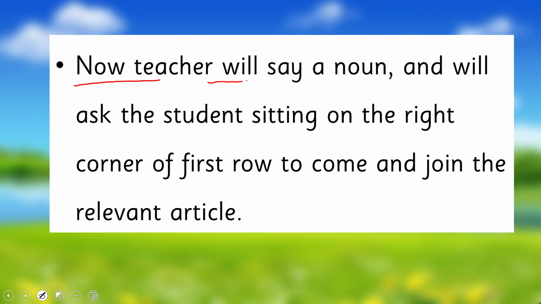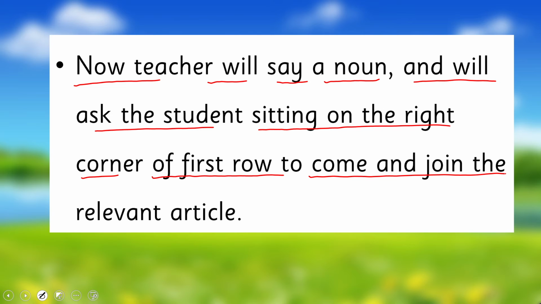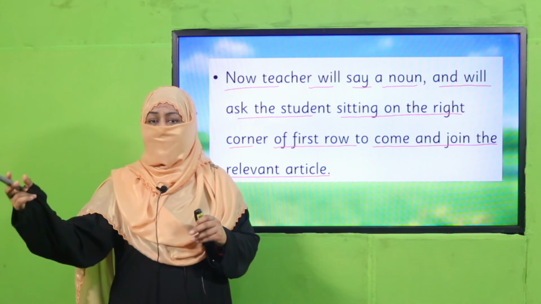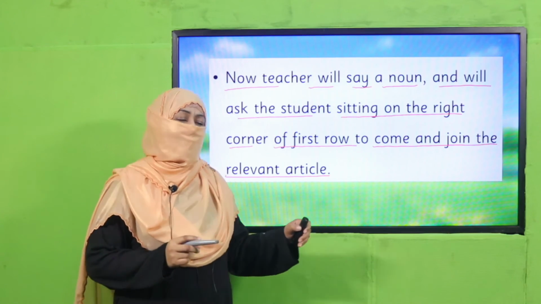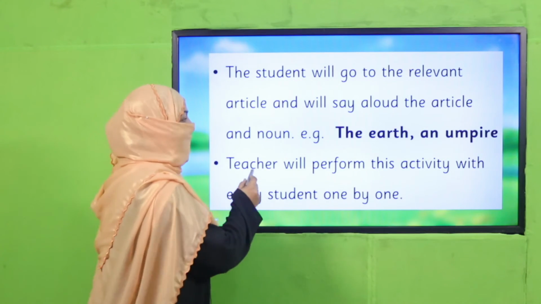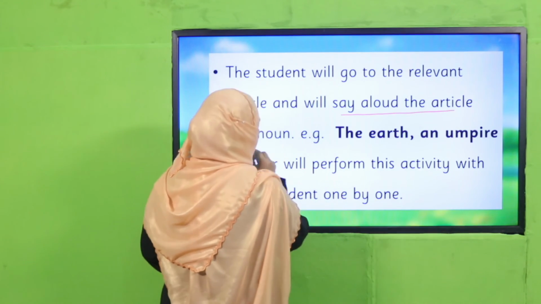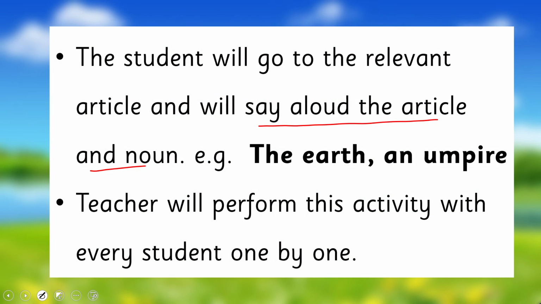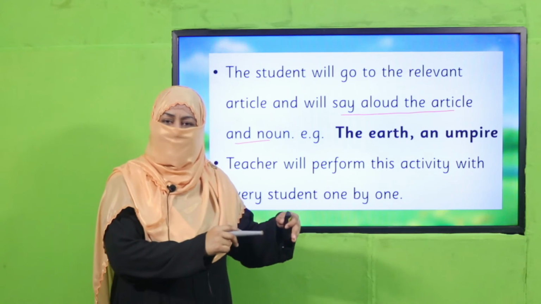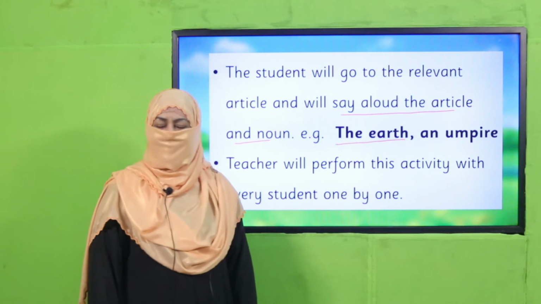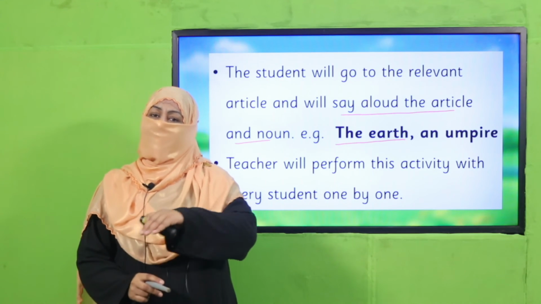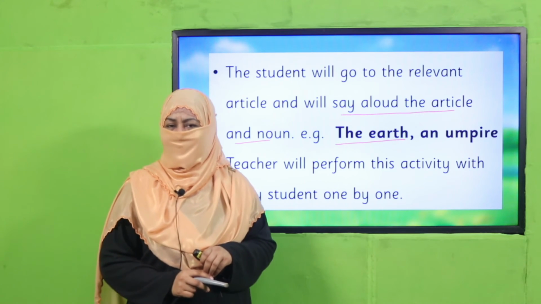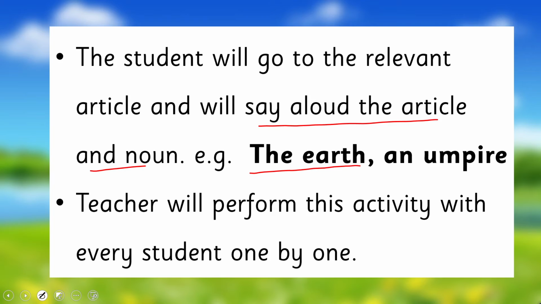Now, the teacher will say a noun and will ask the student sitting in the right corner of the first row to come and join the relevant article. The teacher will keep saying nouns starting from the right side. The child will come, join the relevant article and say that noun aloud with the article. For example, if the teacher says earth, the child will come, join "the" and say "the earth". Likewise, this activity will go on with every child of the class. So all of you be ready, pause the video, enjoy this activity.